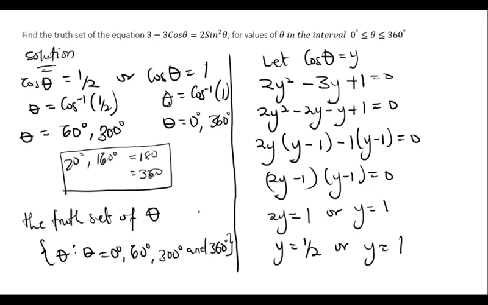All right, let's have a look at one final example. Example number 3. So we have to find the truth set of the equation over here. So we have 1 plus sine x is equal to 2 cos square x.